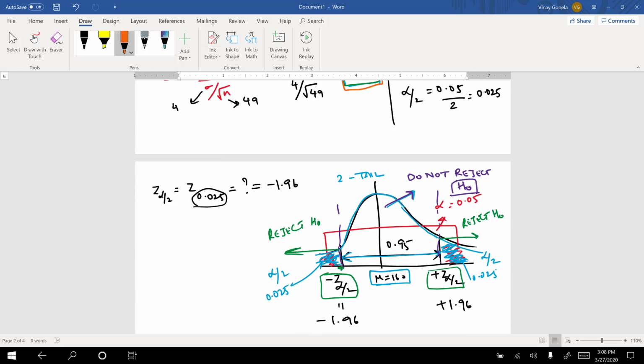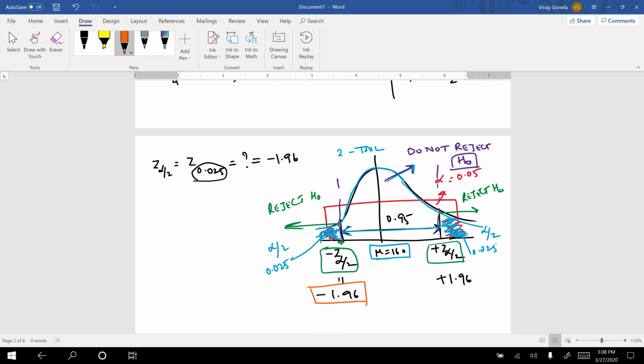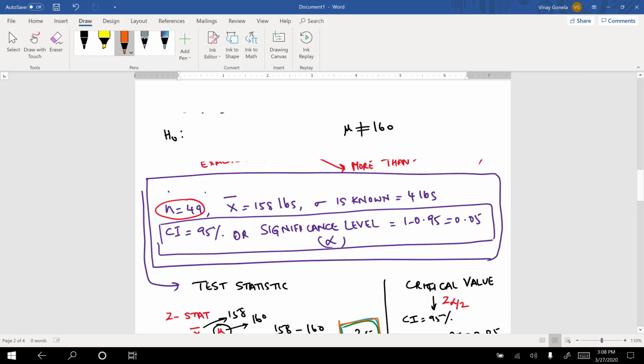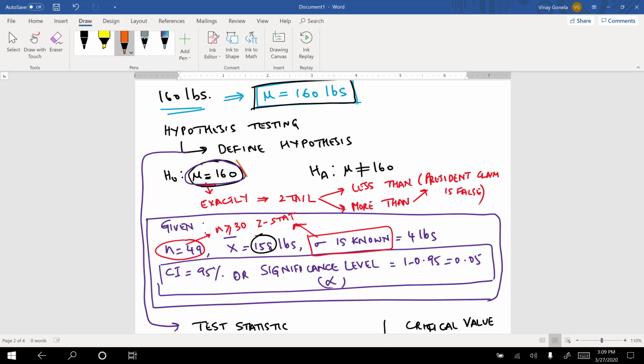So if this is negative 1.96, negative 3.5 will lie somewhere here. So this would be negative 3.5. If you can clearly see, after this point it's a rejection region, so it's falling under rejection region, so we are saying reject H null. So what this means is this statement is not true.